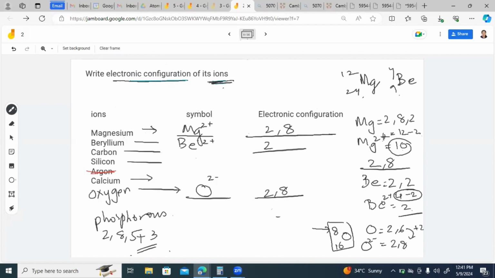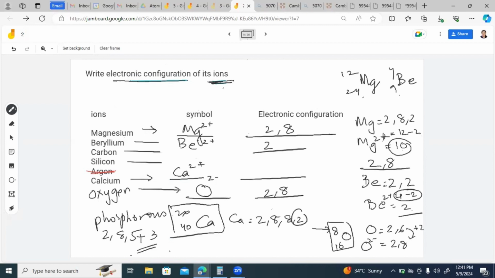Are you getting it? Let's do it for calcium, please. 20, 40. 20. 2,8,8,2, 2 is gone. So it is 2,8,8. Okay. Right.